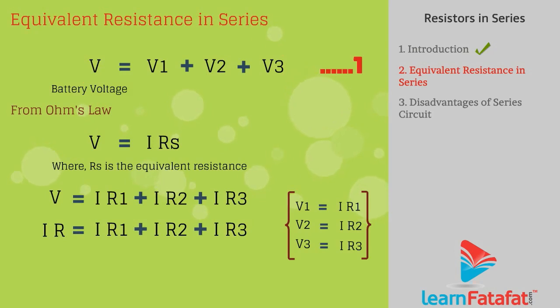Now, V is replaced by IR. Here, R is the equivalent resistance of the series circuit. So, let us denote it by Rs. So, we get IRs is equal to IR1 plus IR2 plus IR3. Therefore, we get the equivalent resistance Rs as Rs is equal to R1 plus R2 plus R3.